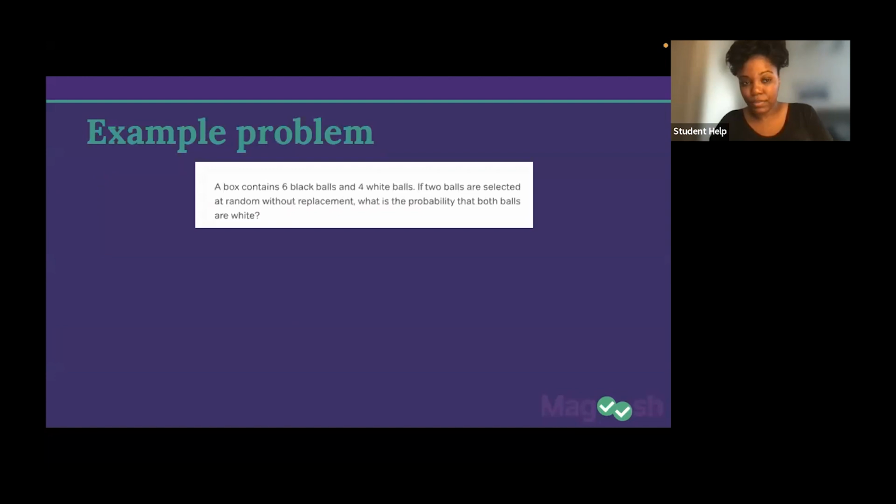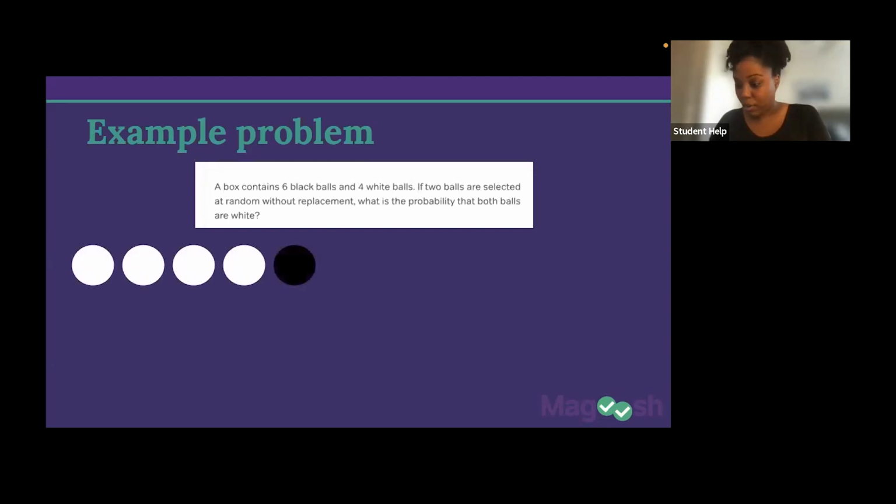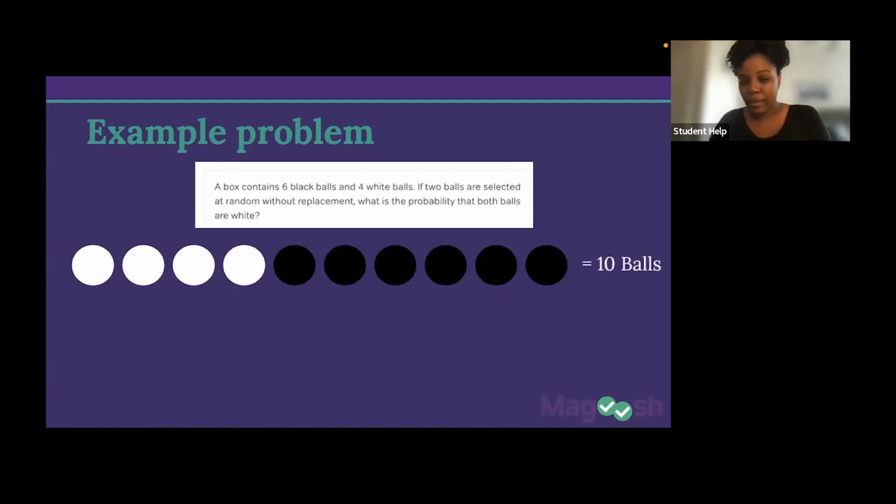All right. So let's think about it. It says a box contains 6 black balls and 4 white balls. If 2 are selected at random without replacement, what is the probability that both balls are white? Okay. So we have how many white balls? 4, right? 1, 2, 3, 4. We have 6 black balls. 1, 2, 3, 4, 5, 6. So in total, we have 10 balls, right?